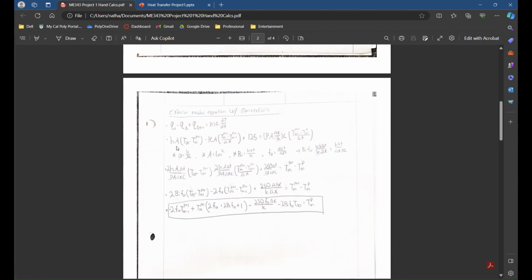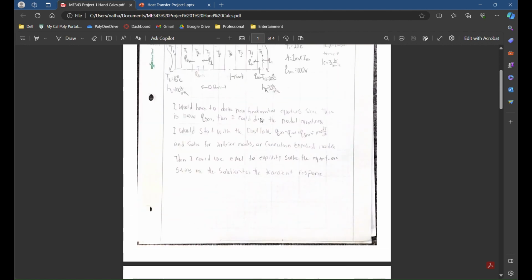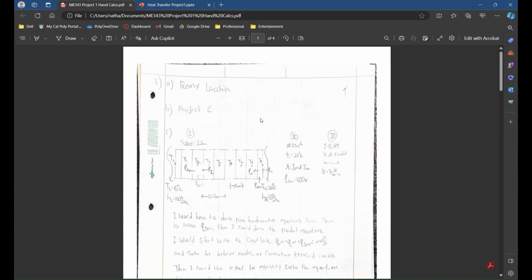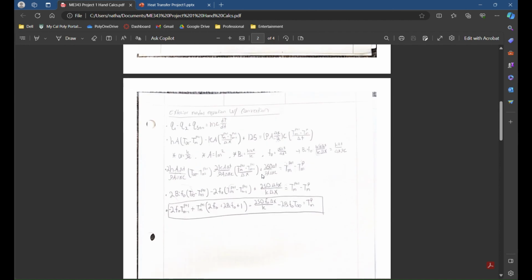So I started out with the simple energy in minus energy out equals the change of energy. So Q1 minus Q2 plus the heat generation is equal to MC dT/dt. This is for our edge node with convection. Looking over here, we have Q1, which is convection, Q2 is conduction, and then we have a Q generation coming inside this node. So that equates to these equations right here.